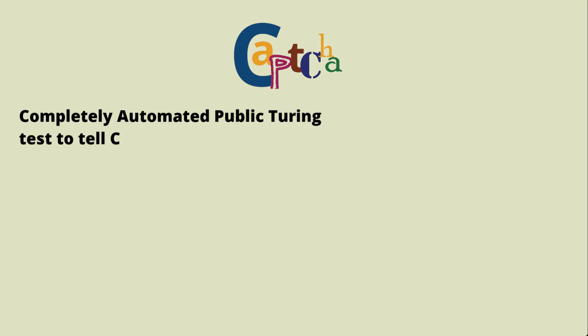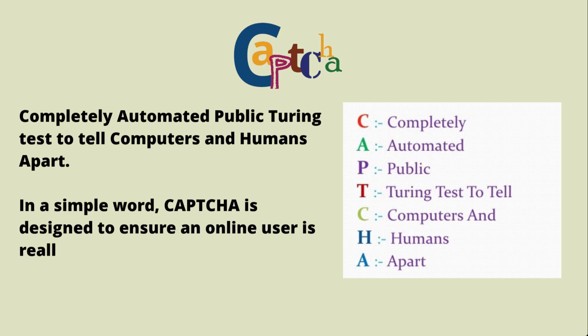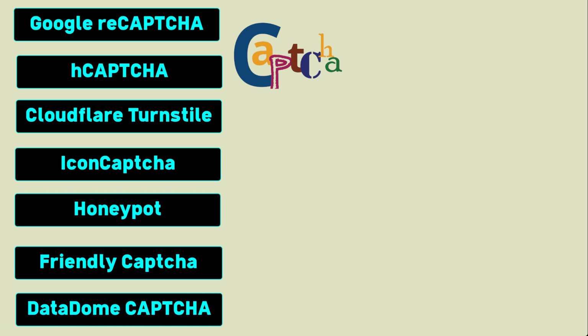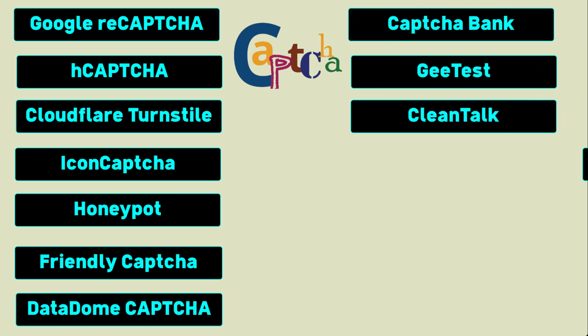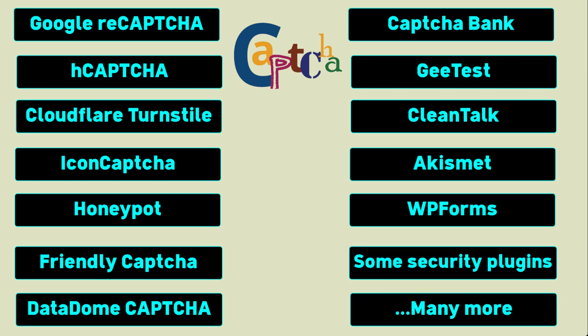Okay, before watching how to add reCAPTCHA to your website, first let's know a little bit about CAPTCHA. CAPTCHA's full meaning is Completely Automated Public Turing test to tell Computers and Humans Apart. In simple words, CAPTCHA is designed to ensure an online user is really a human and not a bot. It could be from Google, hCaptcha, Cloudflare Turnstile, IconCaptcha, Honeypot, and there are a lot of CAPTCHA providers. Also some WordPress dedicated CAPTCHA plugins, separate services, and some security plugins can provide you protection from spamming.